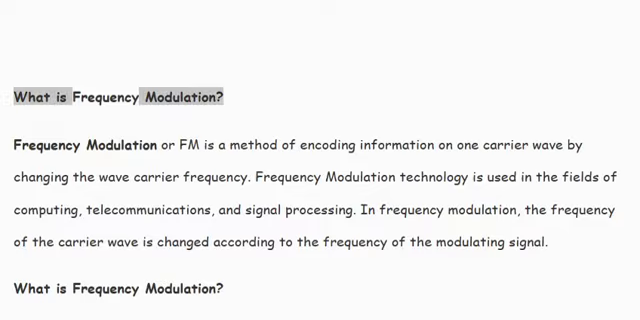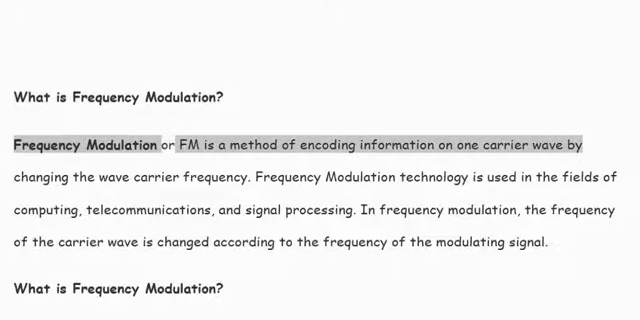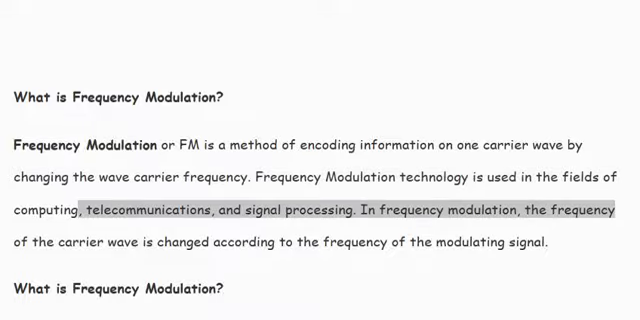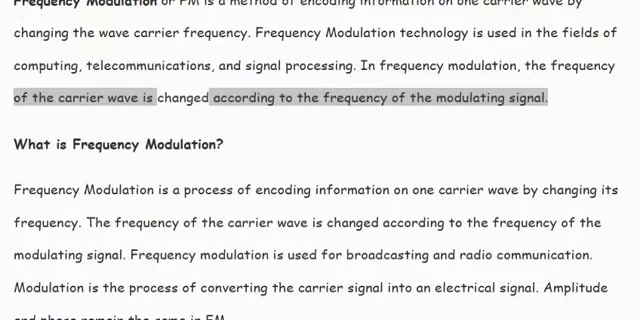What is frequency modulation? Frequency modulation, or FM, is a method of encoding information on one carrier wave by changing the carrier wave's frequency. Frequency modulation technology is used in the fields of computing, telecommunications, and signal processing. In frequency modulation, the frequency of the carrier wave is changed according to the frequency of the modulating signal.